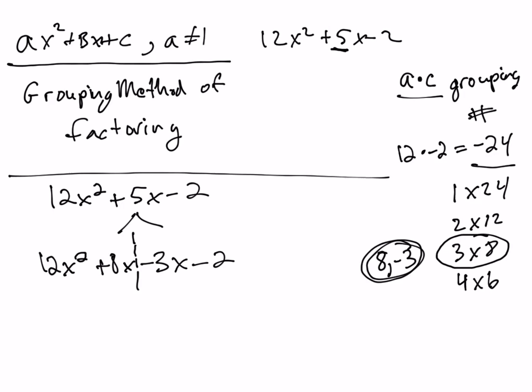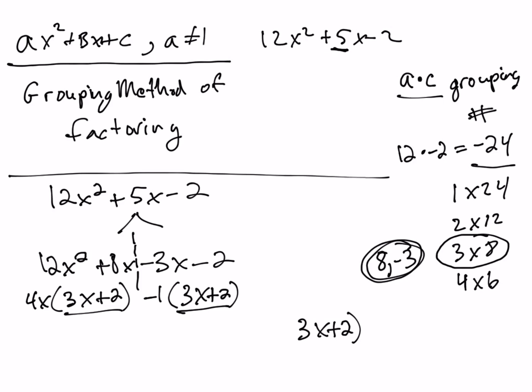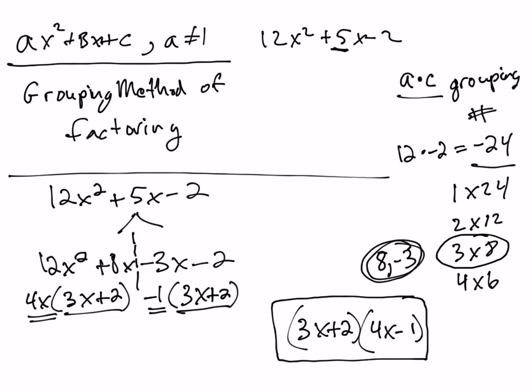So between 12x squared and 8x, I could factor out 4x. We're left with 3x plus 2. On the right hand side, I could factor out a negative 1. That's the only common factor. I'm left with 3x plus 2. So what we have is 3x plus 2, 3x plus 2. I have the exact same factors here. So 3x plus 2 becomes one of the factors, and then the second factor is made up of 4x and negative 1. So 4x minus 1. So that would be the factored form for 12x squared plus 5x minus 2.